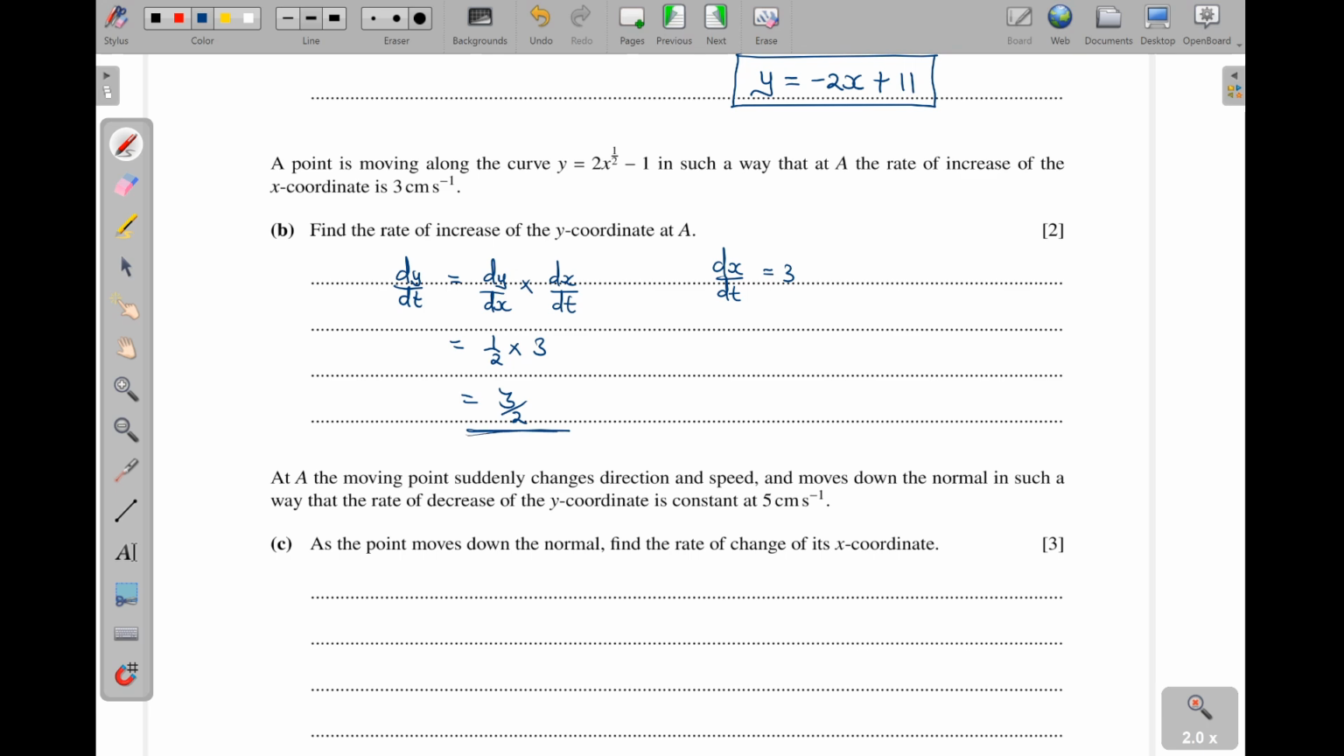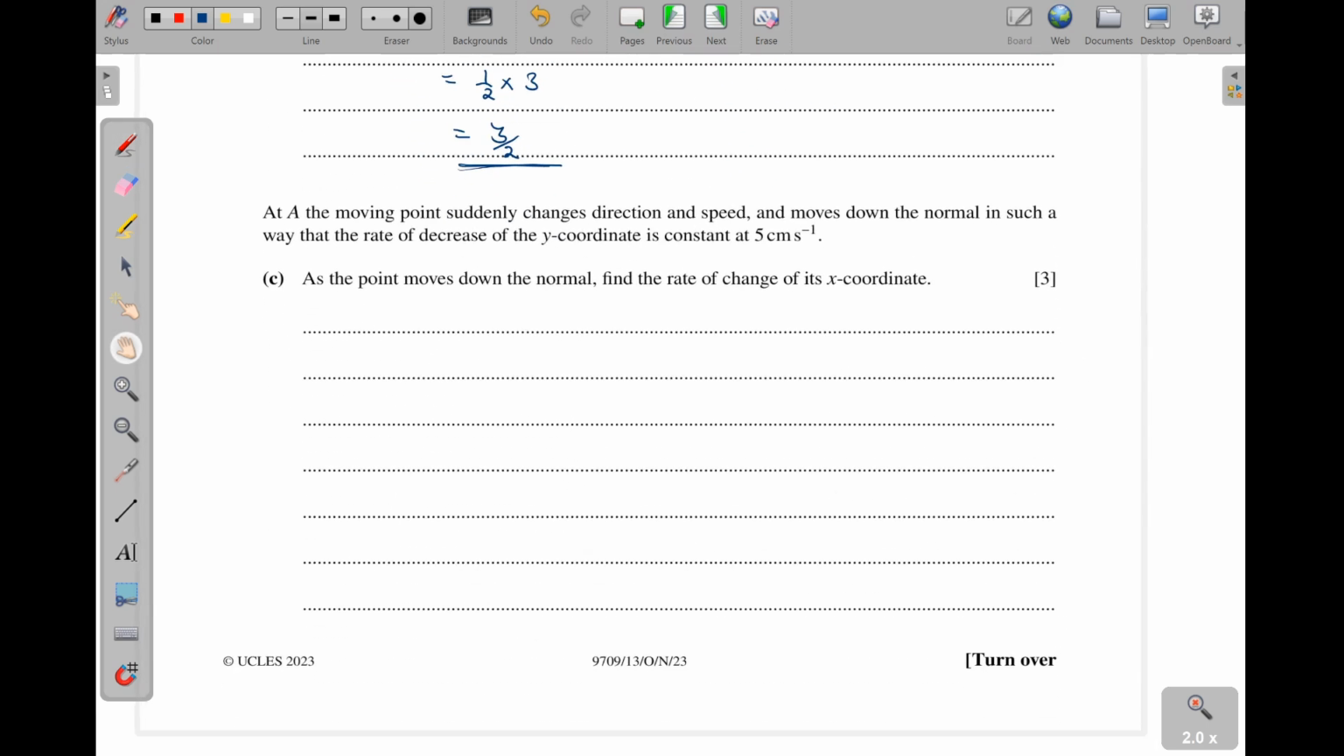As simple as that. And then they are saying that at A, the moving point suddenly changes direction and speed and moves down the normal in such a way that the rate of decrease of the y-coordinate is constant at 5 centimeters per second. Now we are using the normal. So what we are given here is dy/dt, which is -5. They talked of rate of decrease.